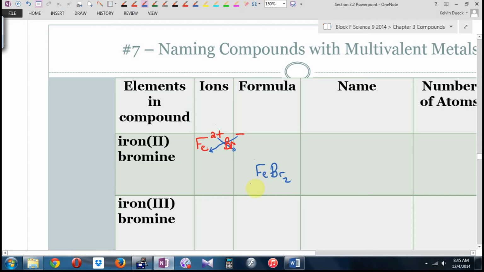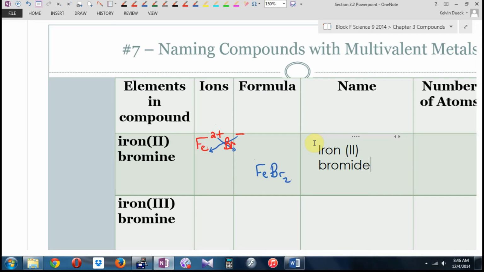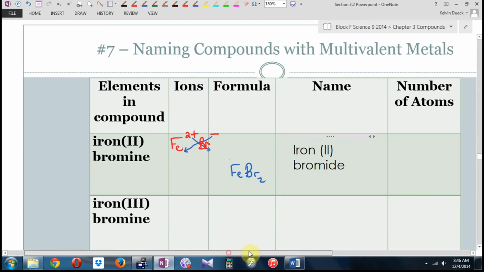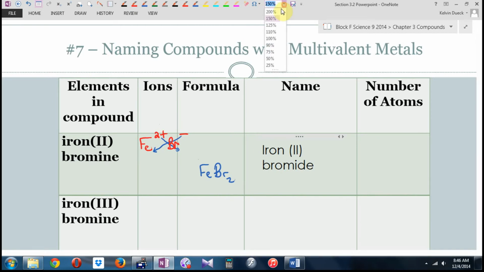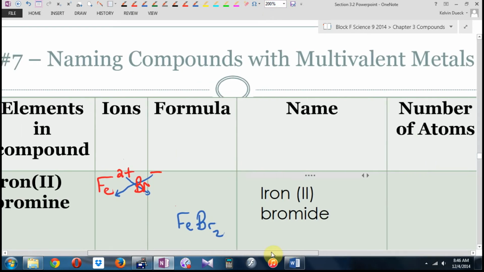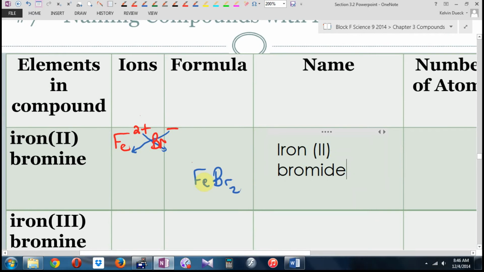Okay? And I would call this, as a name, iron 2 bromide. I'd still use the ide rule, but because it's multivalent, I have to tell whoever's looking at this chemical what the ion charge that I used to make this particular compound is. By the way, how many atoms in this compound? I think I can zoom in even more, can I? Yeah, I can. Barely. 1 iron, 2 bromides. How many? 3.